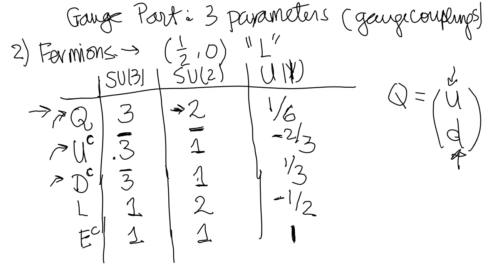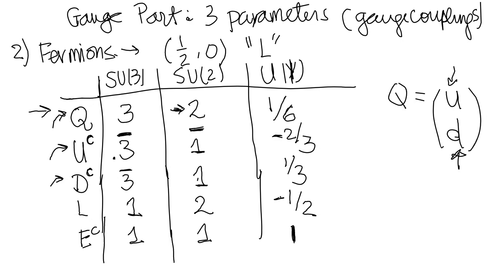The E conjugate is therefore the simplest of these to understand because it doesn't carry any color and it doesn't carry any isospin, and simply has a hypercharge of 1. The E conjugate annihilates left-handed anti-electrons. Well, anti-electrons are sometimes called positrons. So E conjugate annihilates a positron. So it annihilates a left-handed positron. It also creates a right-handed electron.